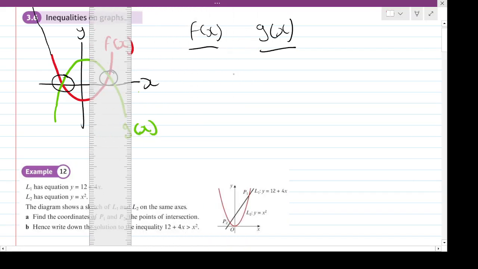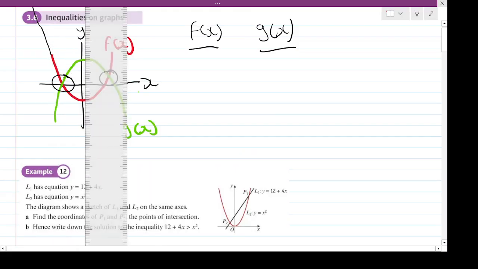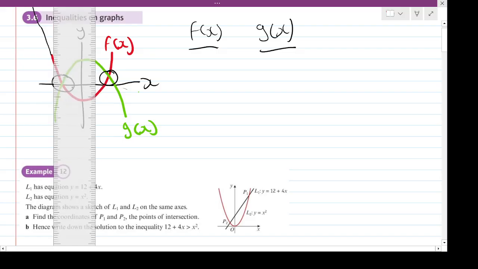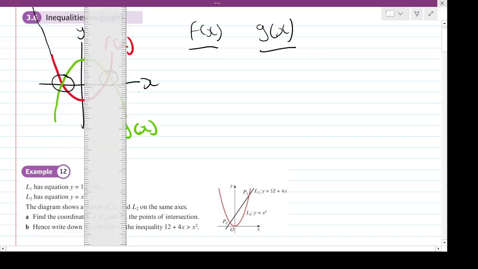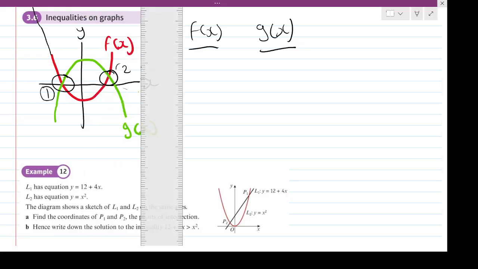But what I want to look at is how the distance or the position of the two different functions compares. So what do I mean by that? Well, what happens before they first cross over at this point here, the first point I've circled? I'm going to call that point one. I'm going to call this point two.